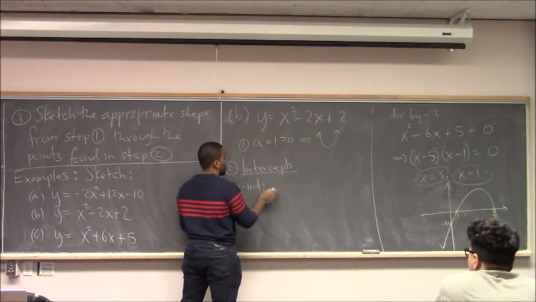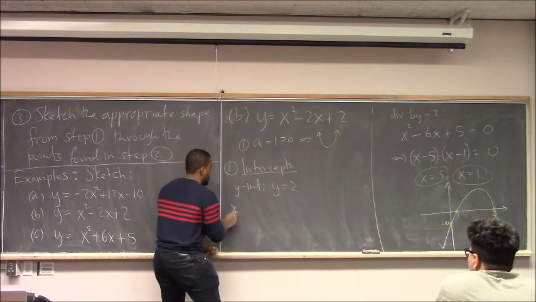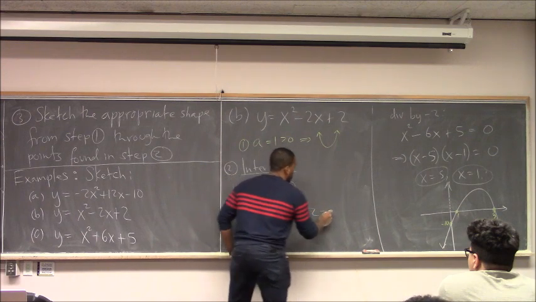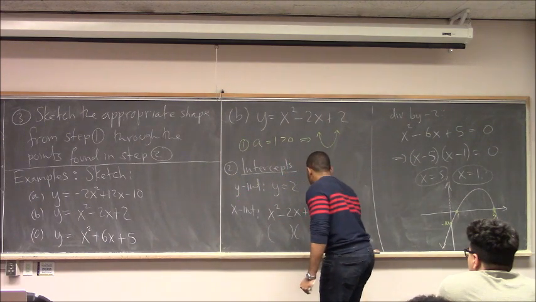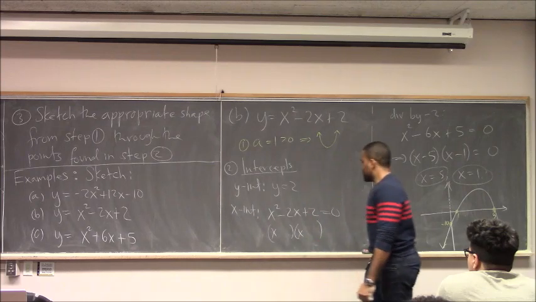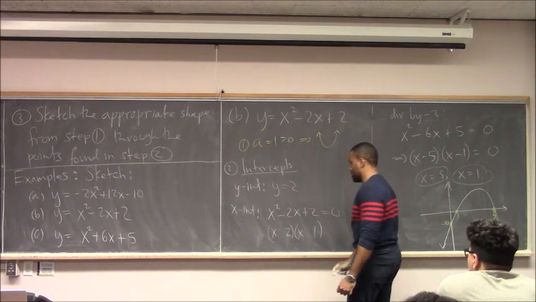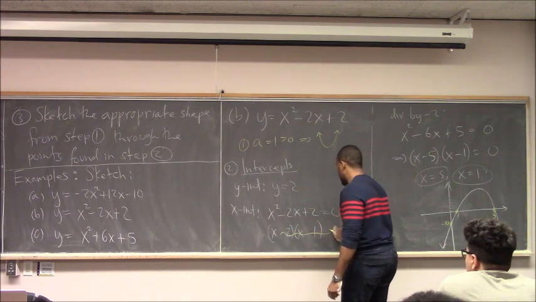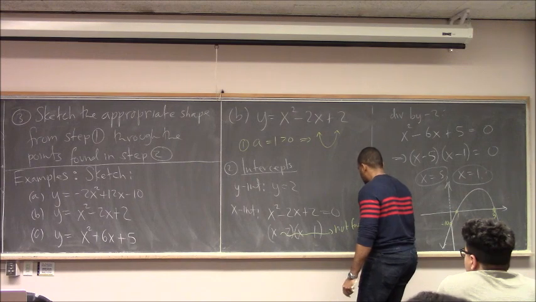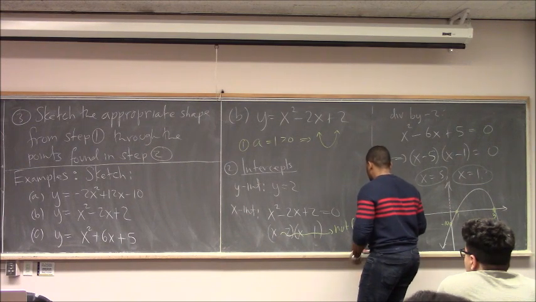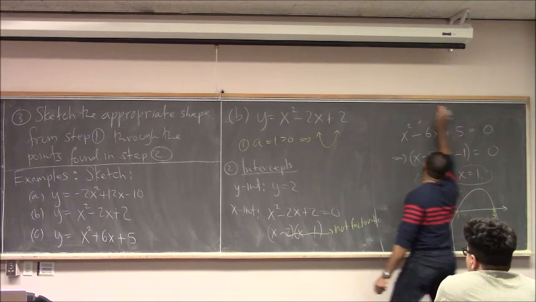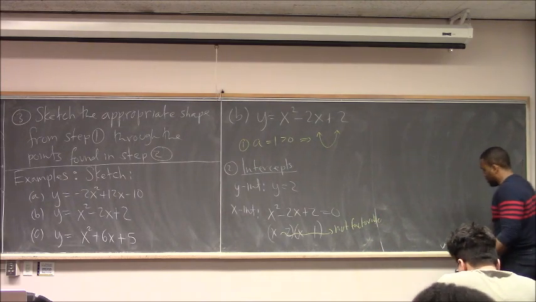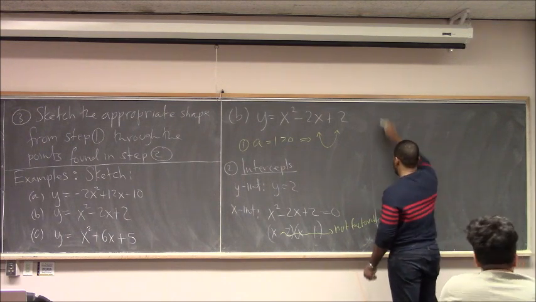Y-intercept is 2. X-intercept, I'm going to actually solve x squared minus 2x plus 2. And you might try to factor that, x and x. To get a 2, you need a 2 and a 1. But you can't use 2 and 1 to get 2. No, not factorable. Okay, so maybe we have to use the quadratic formula. So the numbers might have radicals in them, that's a possibility.